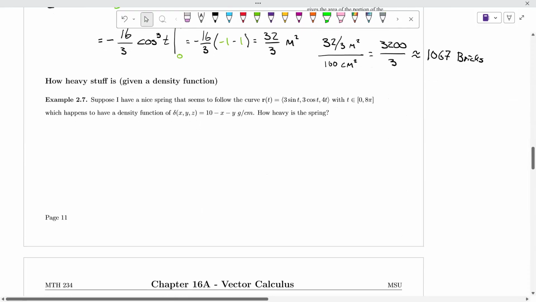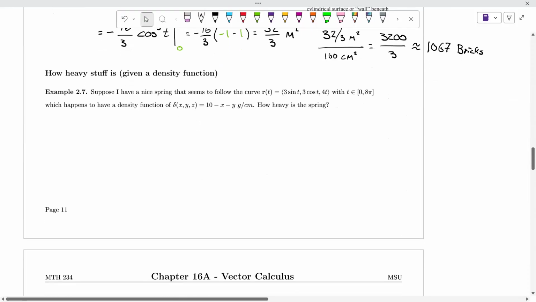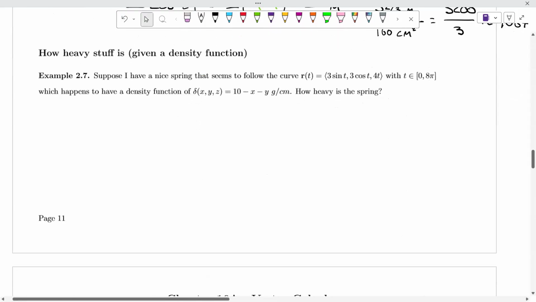How heavy stuff is in a density function. So suppose I have a nice spring. The curve is given by that parameterization. I know its density function. I want to know how heavy the spring is. Again, I should probably assume that my curve is given in units of centimeters, since my density is given in grams per centimeter. Just to keep us honest over here.